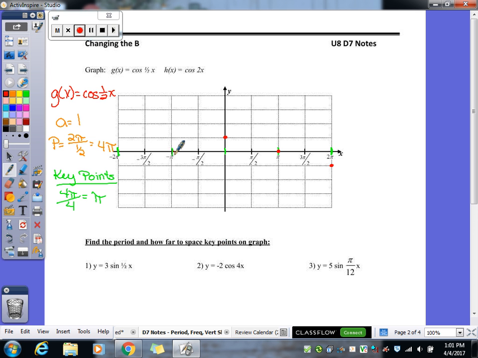Okay, so then this one would go down to 0 at negative pi, and then negative 1 at our negative 2 pi. And then we connect and make our curve.